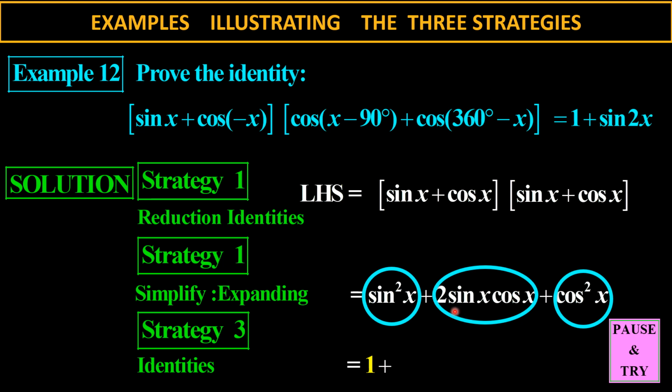But what do we notice about 2 sine x cosine x? That's correct. That's also an identity, which you'll find on the information sheet. And that is equal to sine of 2x. And now if we compare this, it's exactly the same as our right-hand side. So there we've proved that the left-hand side is equal to the right-hand side. So we've proved the identity.